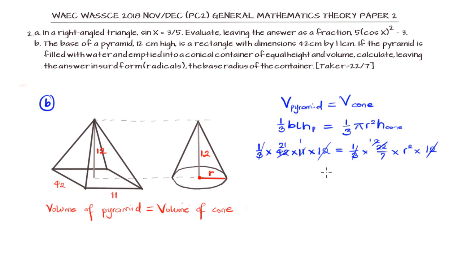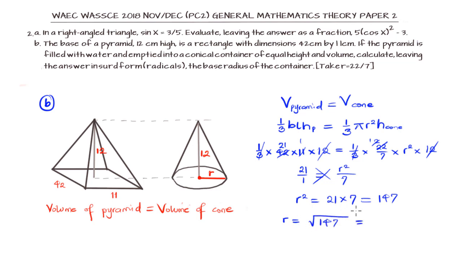2 can go in 42, 21, 2 can go in 22, 1. We are left with 21/1 is equal to r square over 7. So if you cross multiply, r square will be 21 multiplied by 7. And now 21 multiplied by 7 is 147, meaning that r is the square root of 147.